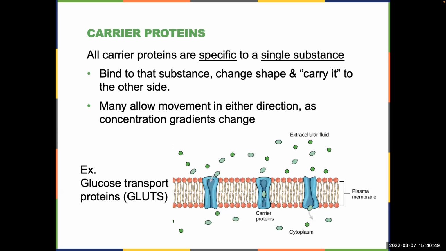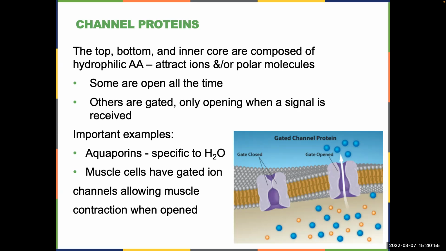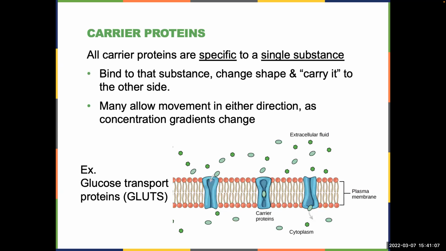All carrier proteins are specific. Okay, so not all channels are specific. The examples here were specific, but we do have some channels that are not specific. If it's small enough, it'll just fit through. Carriers, on the other hand, are always specific to just one type of substance. So for instance, you have glucose transport proteins, they only transport glucose. So if that substance binds to it, it will cause a change in the shape of the protein. It'll push it through to the other side.